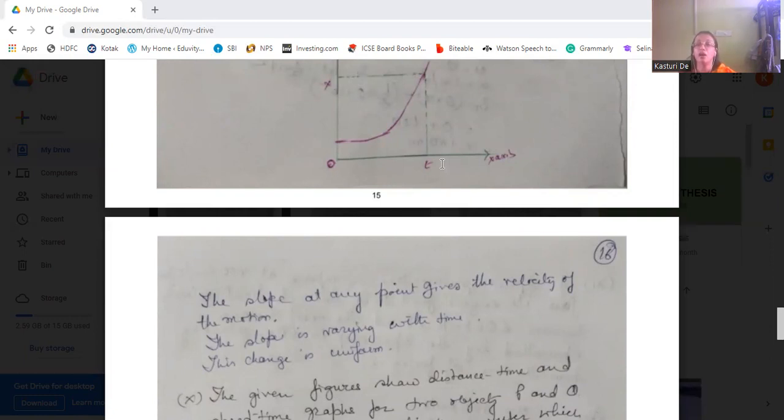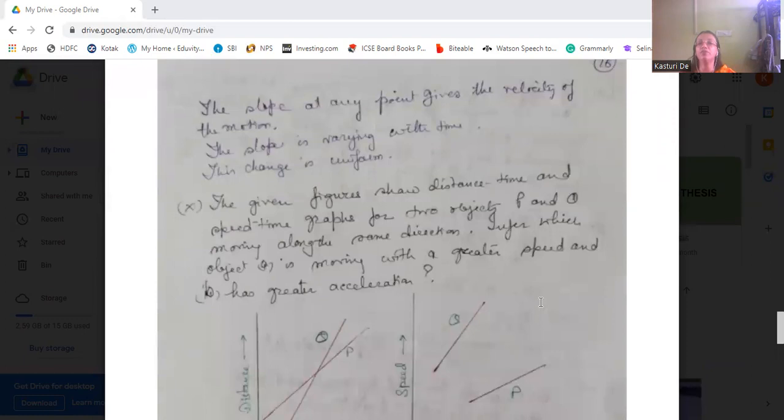As it is a parabola, it shows that the velocity is varying. So this varies. Then the given figure shows the distance-time and speed-time graphs for two objects, P and Q, moving in the same direction. Infer which object is moving with a greater speed.